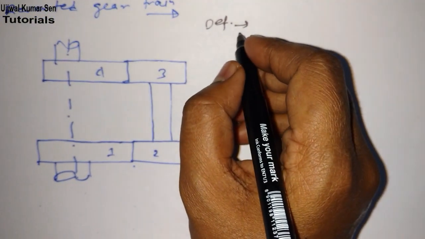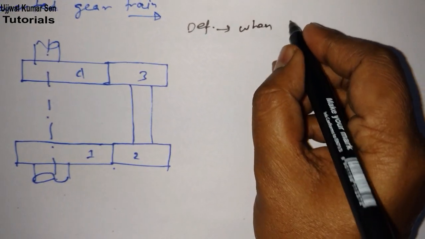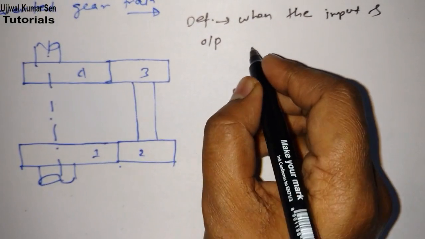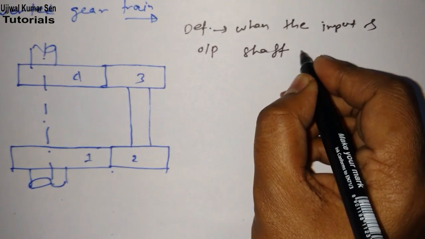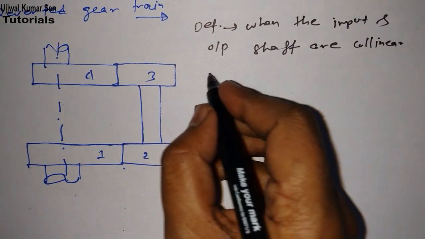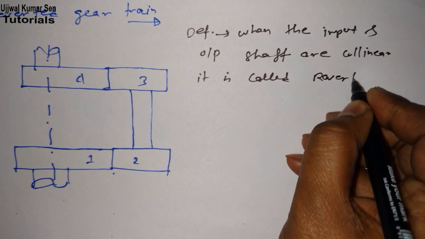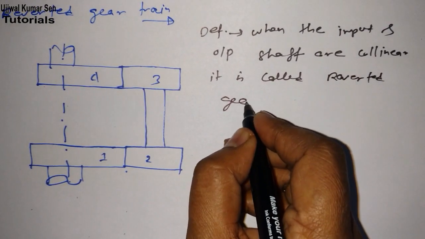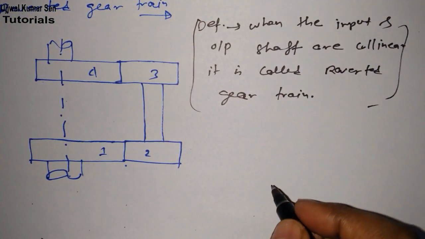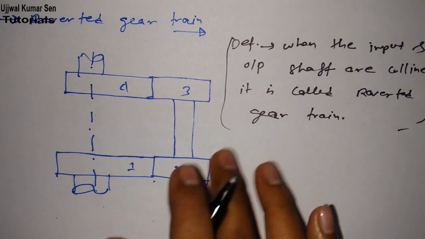If we go for the definition, because the definition also plays an important role, what is the definition of a reverted gear train? When the input and output shafts are collinear, it is called a reverted gear train. So this is the definition. If you are preparing for a university examination, this is really good.